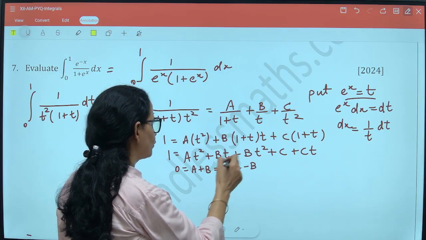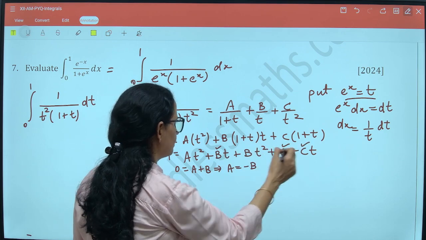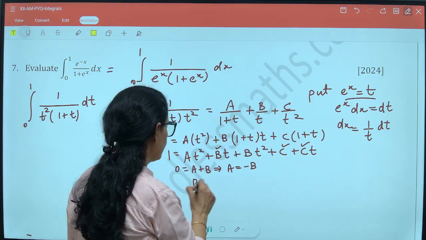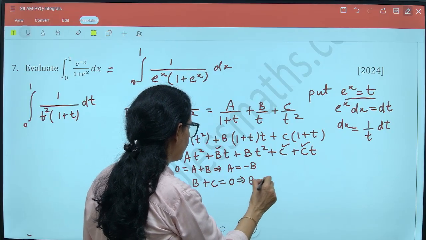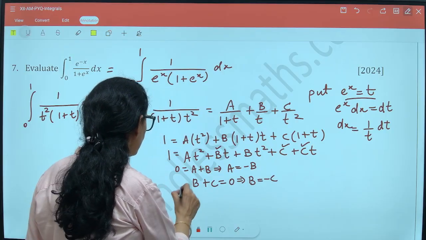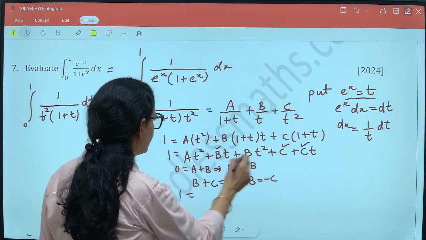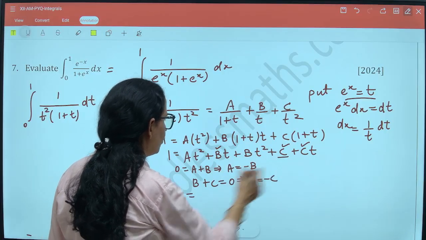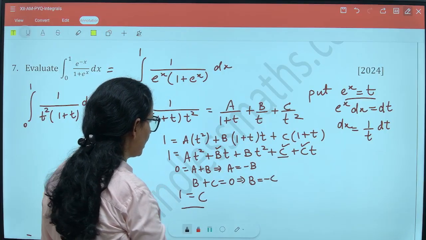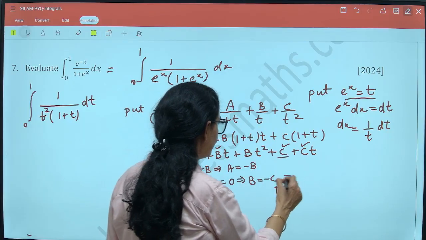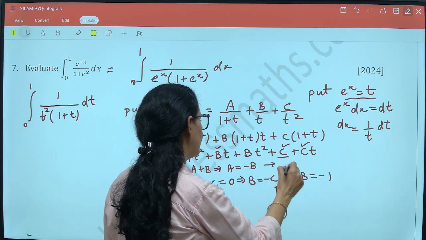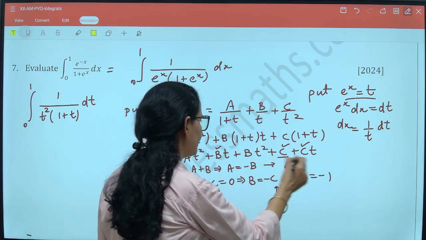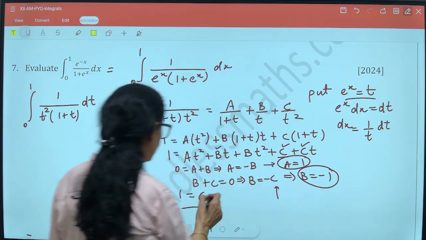Then we have the coefficient of t, not x. So that is also B plus C is 0. That means B is also equal to minus C. Now equate the constant terms. It is 1 equals, what is the constant term here? Only C. So that means the value of C is 1. Put it here, that means the value of B is minus 1. And if you put it here, the value of A is 1. So you get A as 1, B is minus 1 and C is 1.